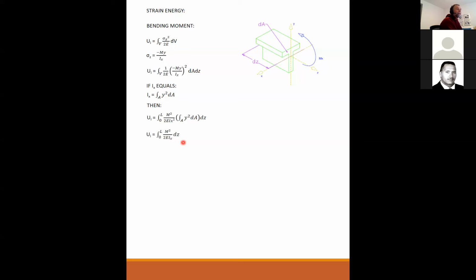And so now I've got the integral from 0 to L, this is along the length, of M squared over 2EIx dz. Okay, so this is the equation for the energy induced by a moment. Now we have conservation of energy, where the external energy has to equal the internal energy. So now we talk about internal virtual work.